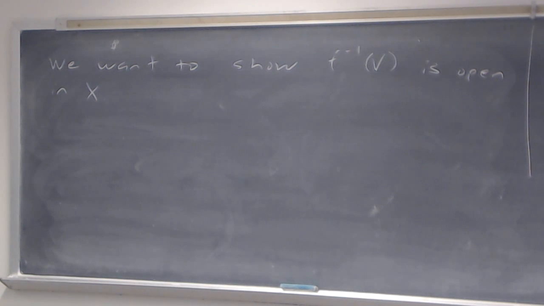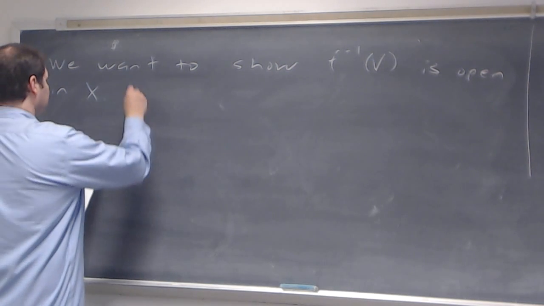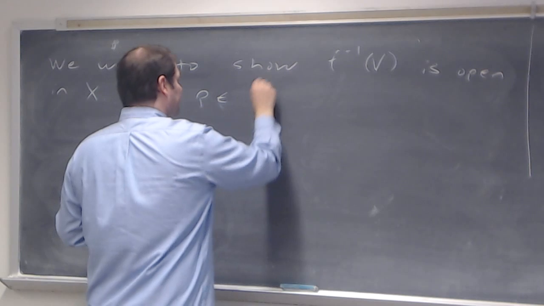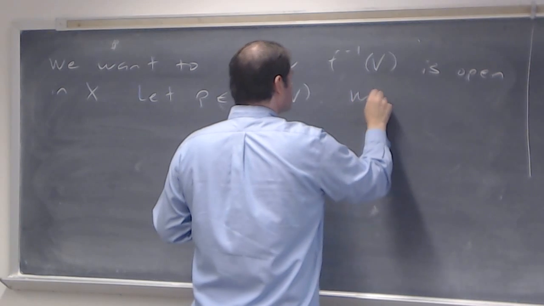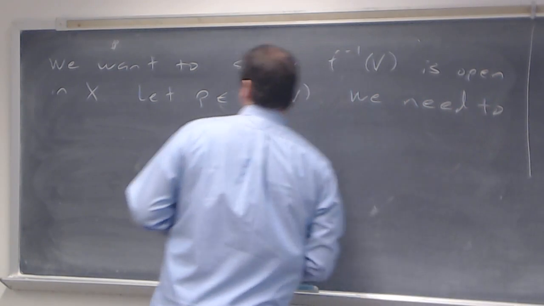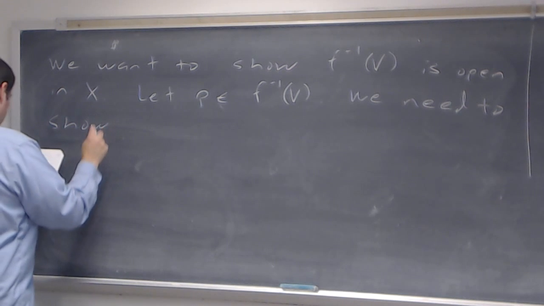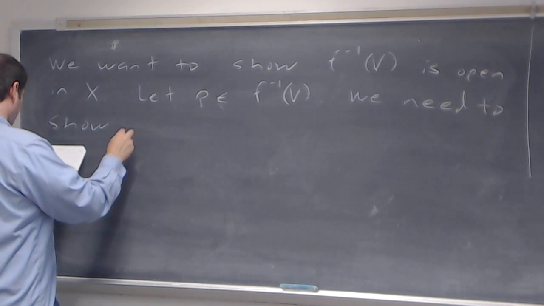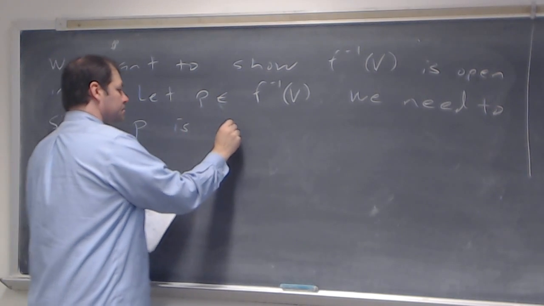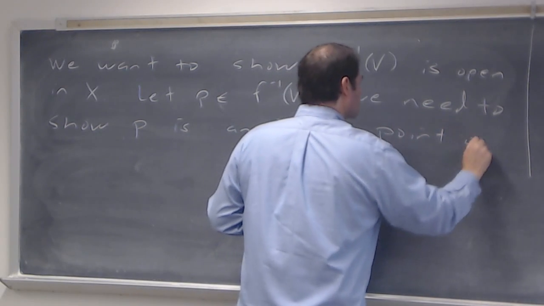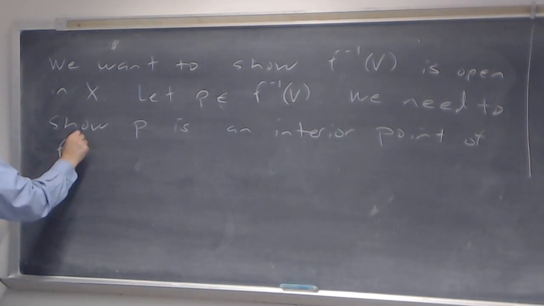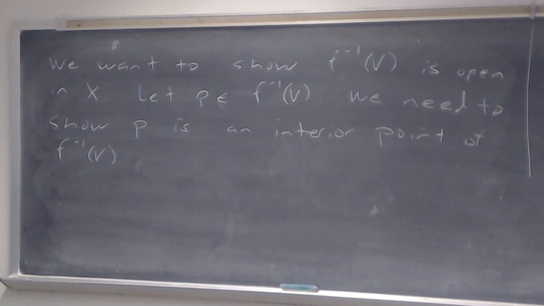We've got to show that if you give me some point in this inverse image, that it is an interior point. Okay? So let p be an element of this inverse image of V. We need to show p is an interior point of F inverse of V.